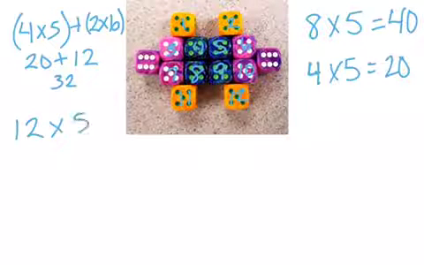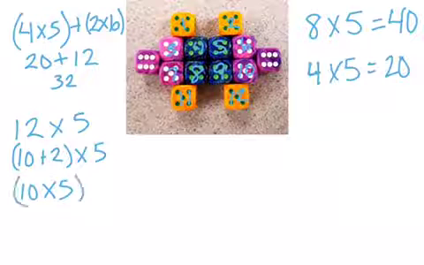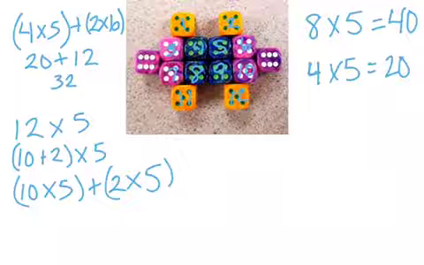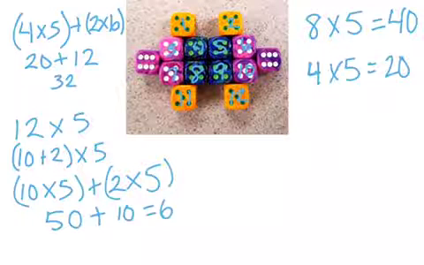12 groups of 5. Well, I know that 10 and 2 makes 12. So if I take 10 groups of 5 and add it to 2 groups of 5, I would get 50 plus 10, which gives me 60. There are 60 dots on all the dice with 5 dots.